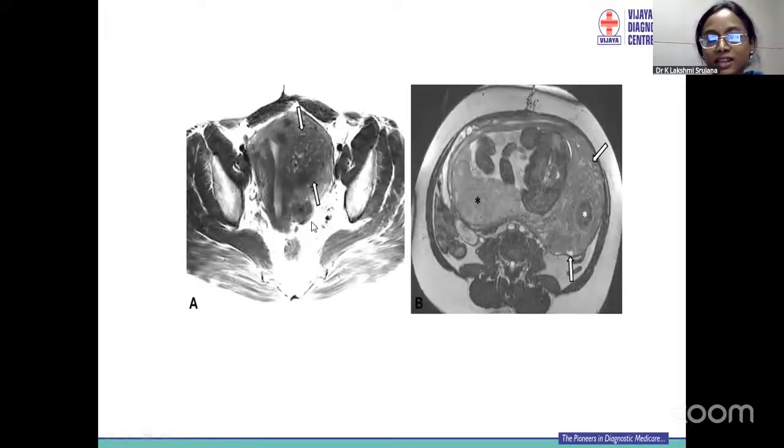This is another case. This is the non-gravid state of the same patient and the gravid state, showing thickened junctional zone of the left lateral wall with multiple scattered T2 cystic foci, which in pregnancy is seen along the left lateral wall of the uterus as increased in size along with a small fibroid posteriorly.